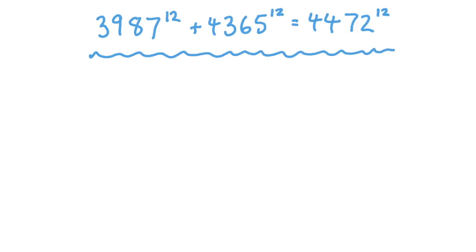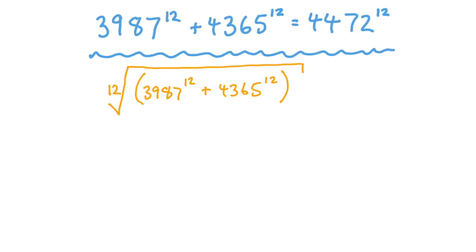3,987 to the power of 12 plus 4,365 to the power of 12 equals 4,472 to the power of 12. Try it on your calculator. Type in 3987 to the power of 12 plus 4365 to the power of 12, and then take the 12th root of that answer, and unless you've got a very sophisticated calculator, it probably will give you the answer 4,472. It works. Homer has disproved Fermat's last theorem by finding a counterexample.